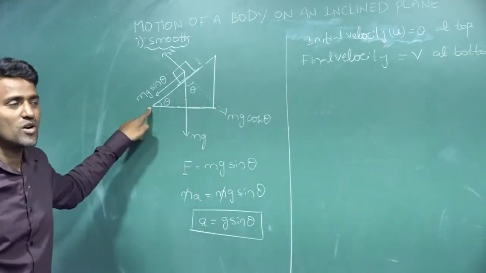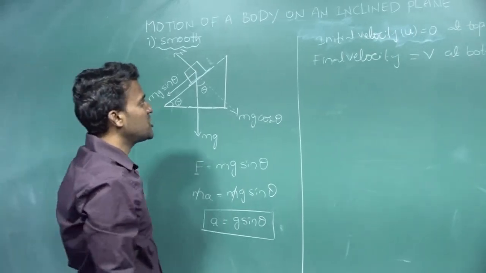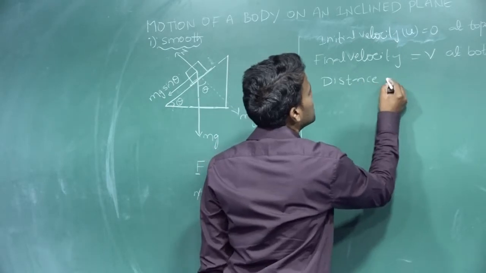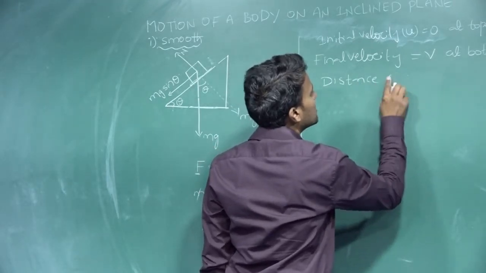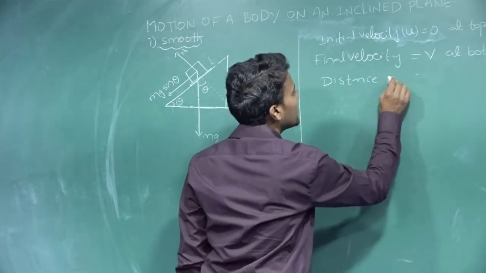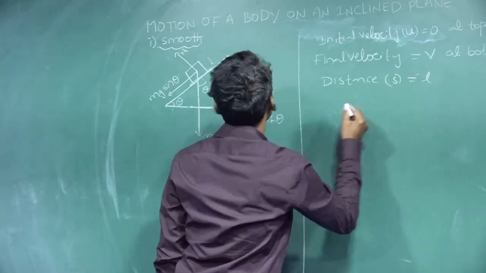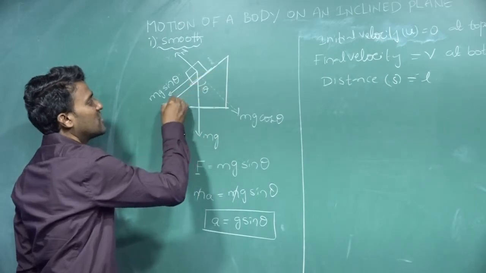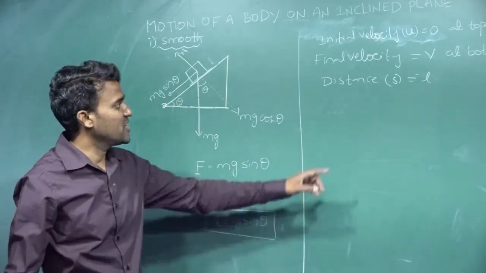Final velocity is equal to v at bottom. Now distance is equal to s, otherwise distance is equal to l. From this point to this point, the total distance it travels, that is nothing but I am writing as l.